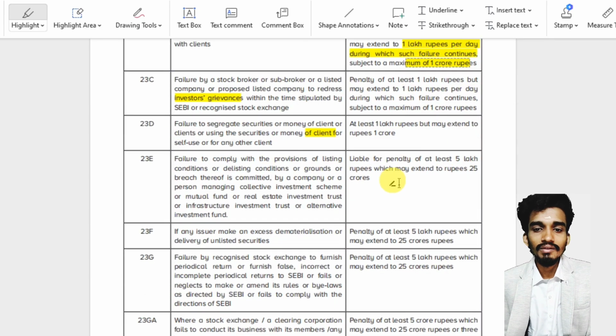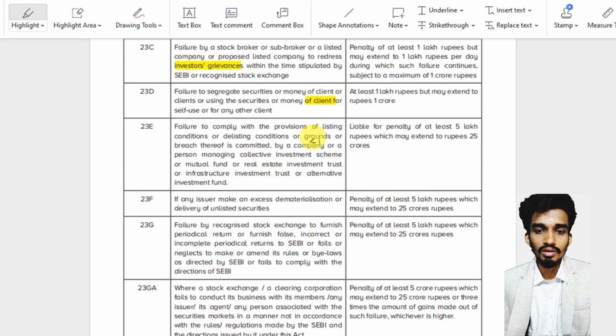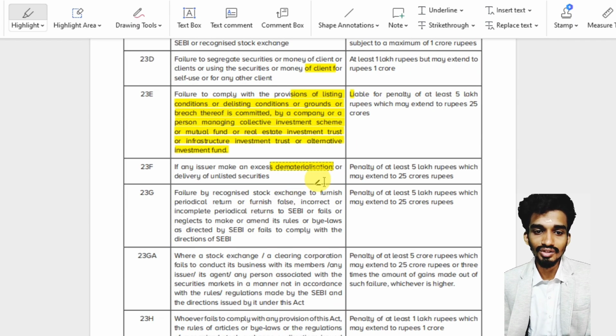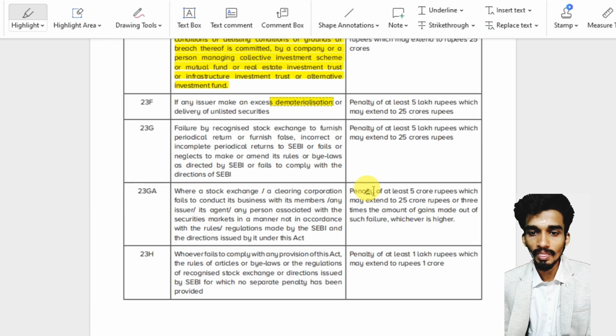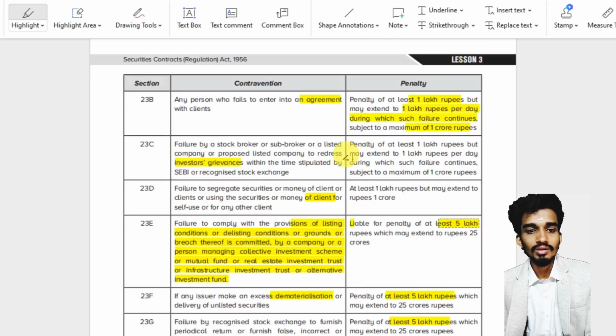And whenever it is others, like your listing conditions, dematerialization of account, the dematerialization of delivery of unlisted securities, whenever it is others, it is 5 lakh rupees. So all the other parts.